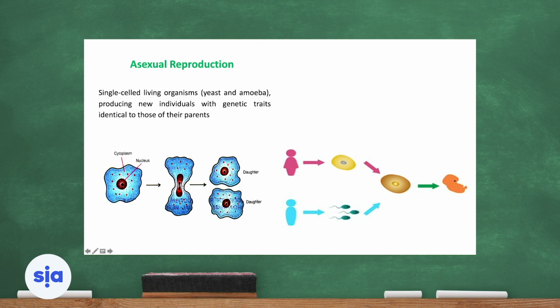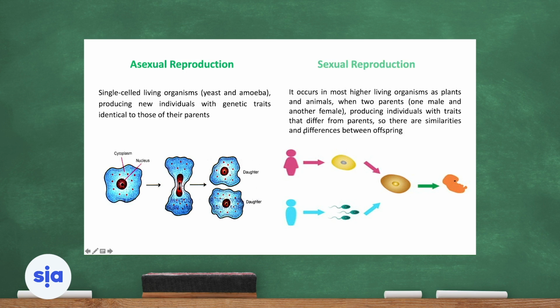The other type is the sexual reproduction. This occurs in most higher living organisms, as plants and animals, when two parents, one of them is a male and the other is a female, produce reproductive cells. These reproductive cells will unite together or combine to form an offspring.